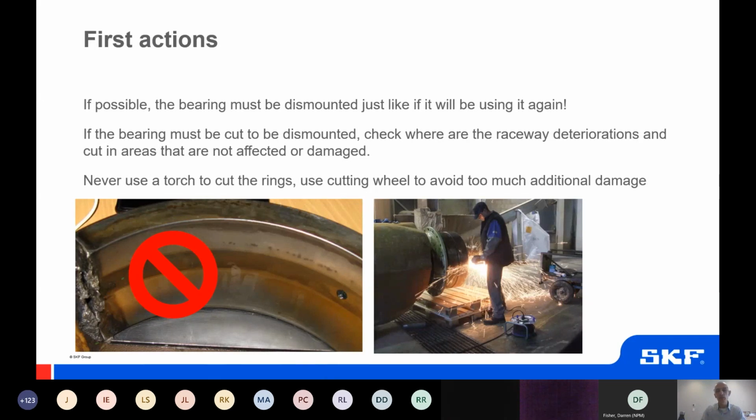So in some cases, you need to cut the bearing because of the extent of the damage or the type of bearing or the type of arrangement. But if you really want to do an investigation of the failure, please do not cut the bearings by torch. You ruin the sample, the evidence, by doing that. So as much as possible, if you're planning to do it, be careful to choose where to cut and try to use a cutting wheel instead. It's going to take more time, absolutely, but that will help to improve your chances to understand what was the reason for the failure to begin with.